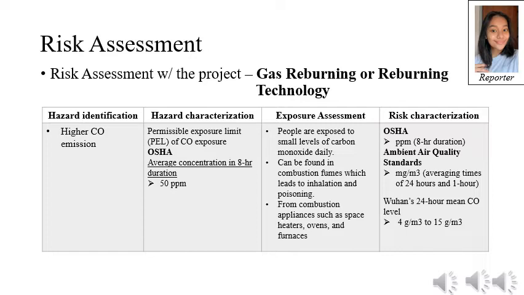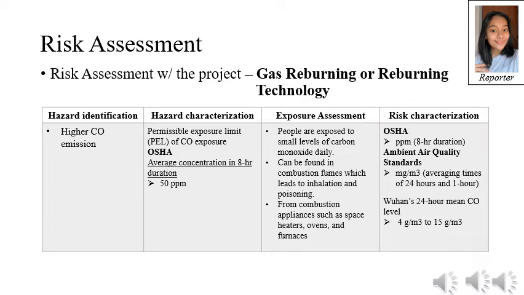In hazard characterization, the permissible exposure limit of CO exposure given by OSHA is an average of 50 ppm during an 8-hour duration. Comparing it to the state in Wuhan, its 24-hour mean CO level is 4 grams per cubic meter to 15 grams per cubic meter. This is within OSHA's standard PEL of CO. People are exposed to small amounts of CO daily. However, inhalation of high levels can result in CO poisoning.